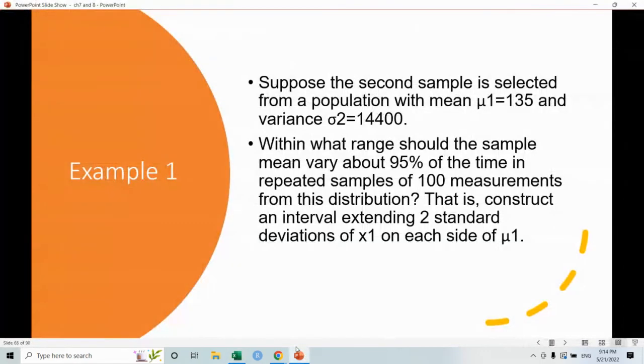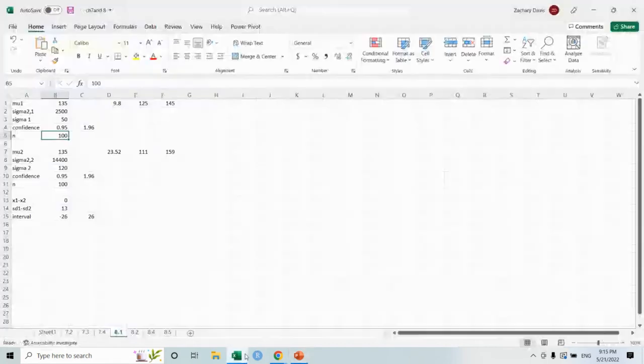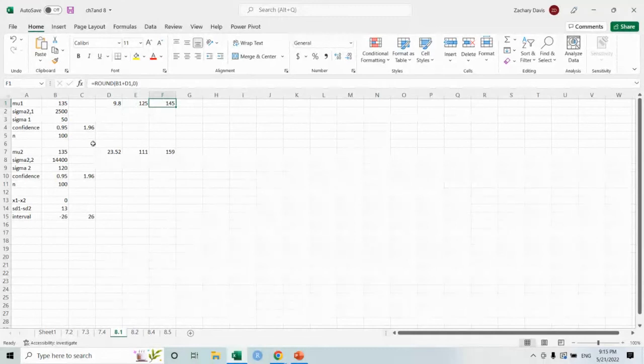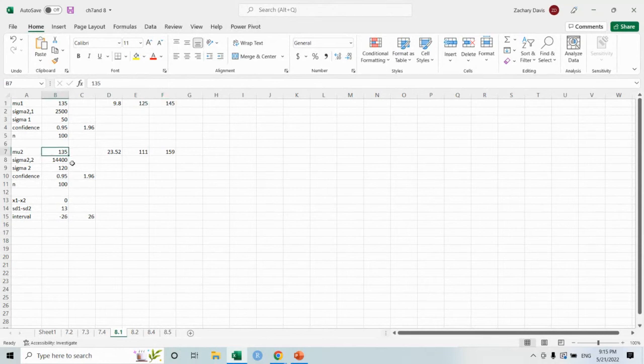Okay, so now suppose the second sample is selected from a population with mean mu1 equals 135 and variance is 14,400. So within what range should the sample mean vary about 95% of the time in repeated samples of 100 measurements from this distribution? That is, construct an interval extending 2 standard deviations of x1 on each side of the mean. So that gives us our confidence interval there. We put in their values here.